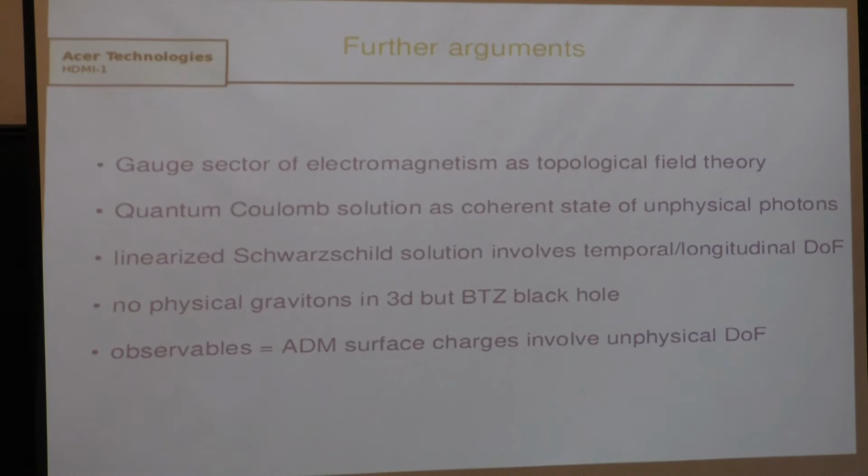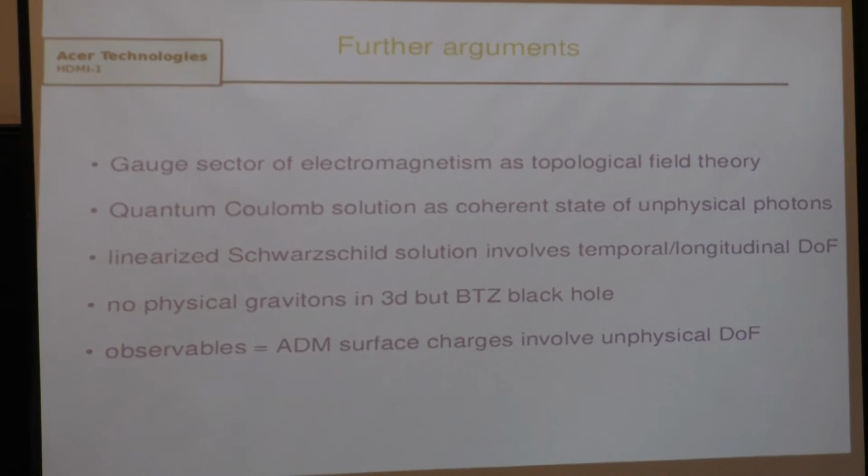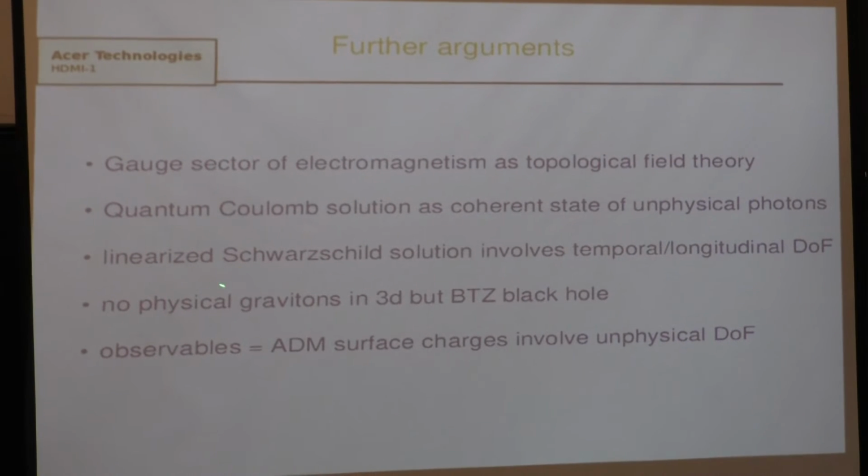But the main point is that black hole entropy should have something to do with soft degrees of freedom, topological degrees of freedom, and not so much with physical gravitons. You can also understand this in this context: you look at 3-dimensional gravity, you have a black hole solution, the BTZ solution, but you don't have physical gravitons to start with. So the whole dynamics is in this sector in that case, which is of course also clear.